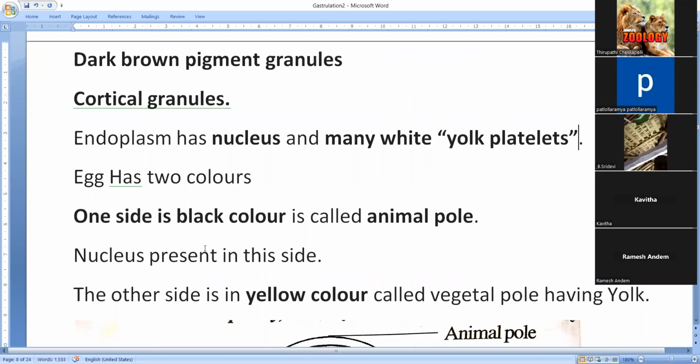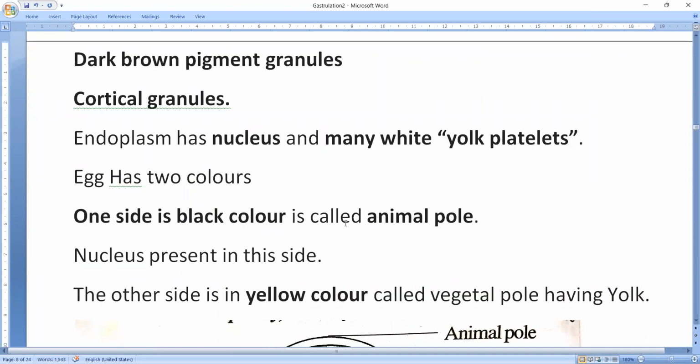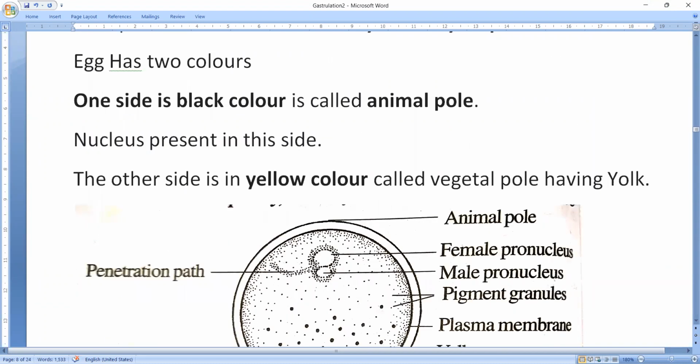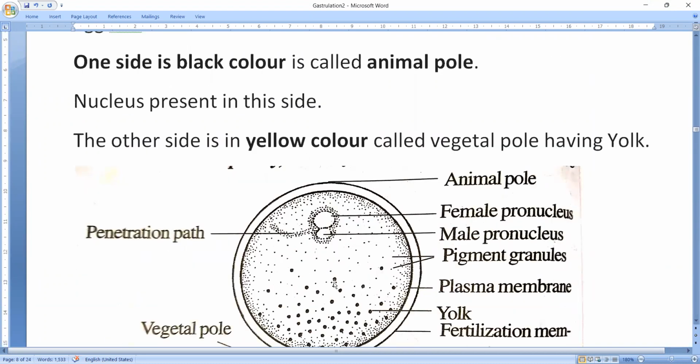The egg has two colors. One side is black in color, that is called the animal pole. The nucleus is present towards the animal pole, and the other side is yellow in color, that is the vegetal pole, having yolk.